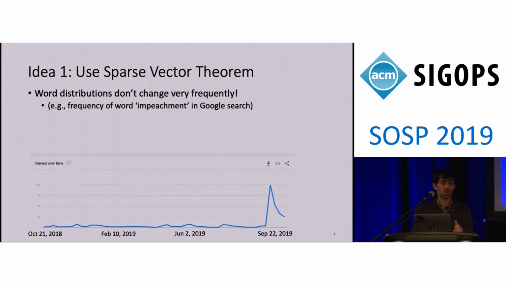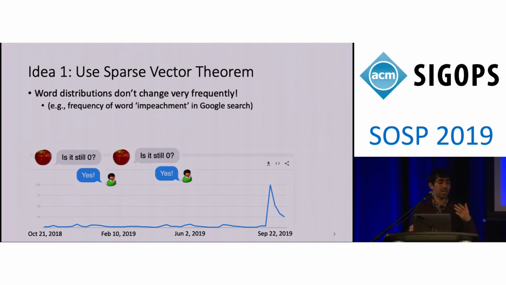So here's an example of the graph of Google search trends of the word impeachment over the last year. So we can see that there's a long period of time in which this remains fairly static, and then we see some big spike in the data. So if the aggregator is trying to learn about the frequency of the search, they might ask, is it still at 0? Yes. Is it still at 0? Yes. And they would ask this many times, and nothing is really changing.